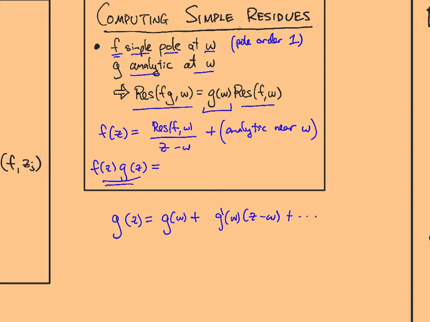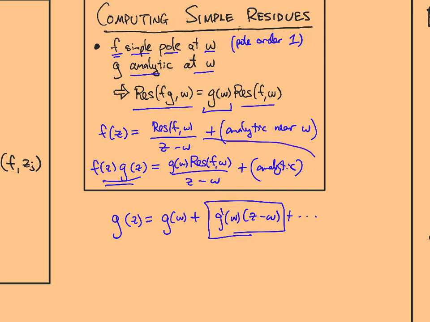But when I multiply this out, I'm only going to get the 1 over z minus w term by multiplying g of w times the residue here. So I get this plus analytic stuff. What's the reason for that? Well, these higher order terms times this simple pole will give me something analytic, and that won't influence computing the residue. So again, the residue of this product will be this coefficient, which is just the value of g times the residue of f.